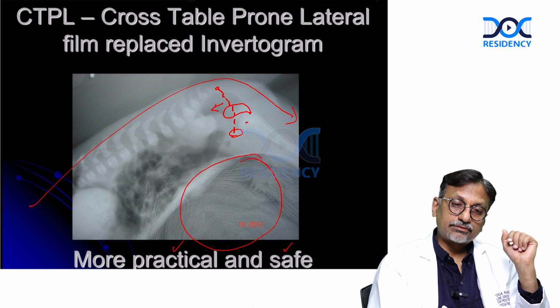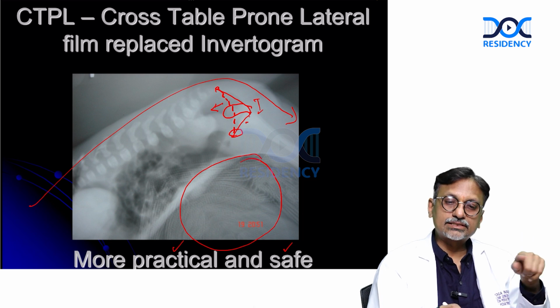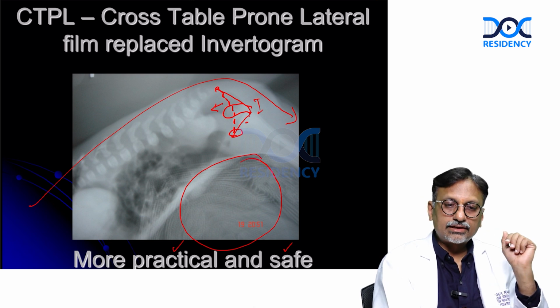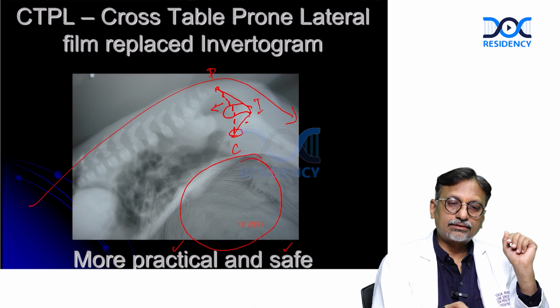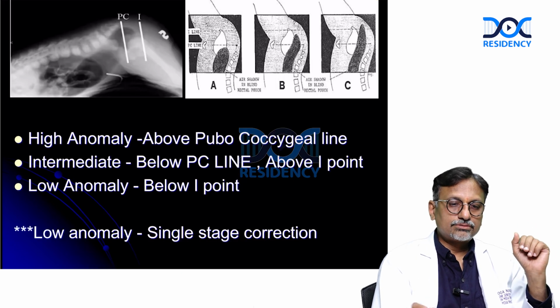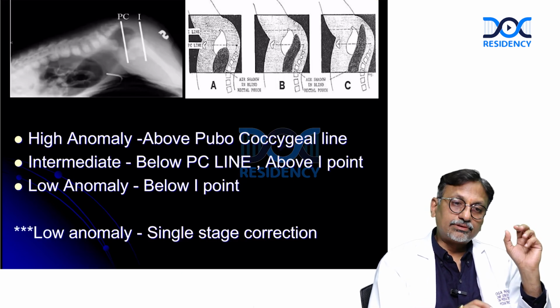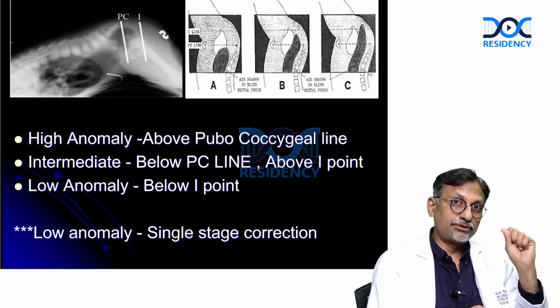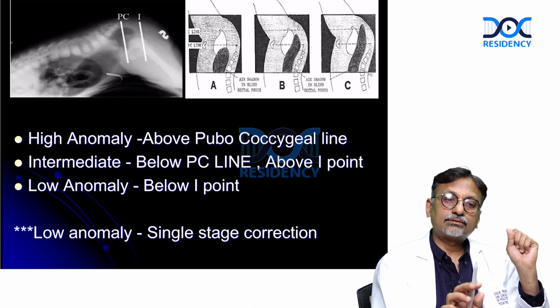The lowermost part of the ischium, this is what we call the I point. If it is below this I point, it is a low type. So anywhere between the PC line and the I point is called the intermediate type of anorectal malformation. This is how we classify and divide. So this is a very important X-ray in the newborn period, the PC line and I point.